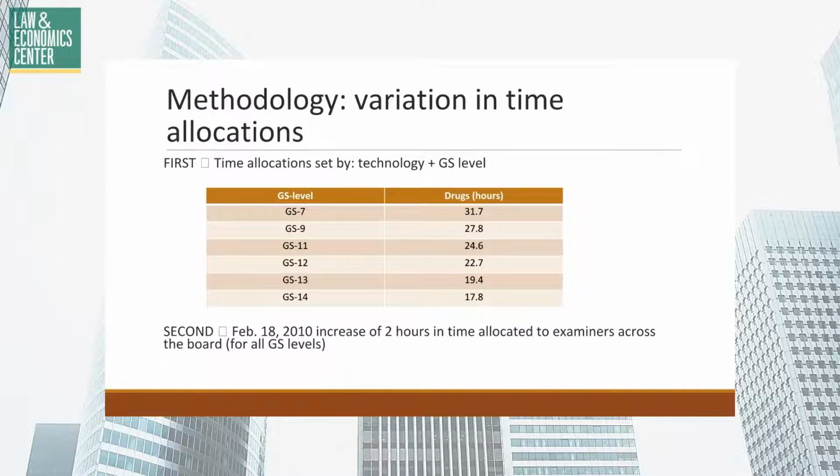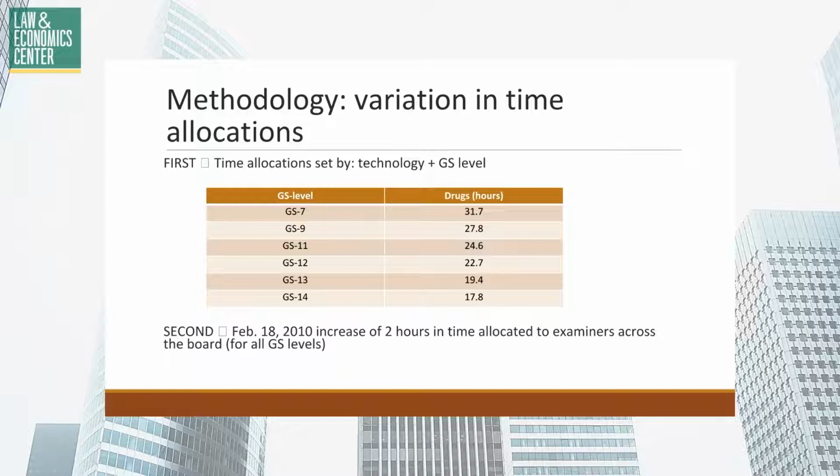And so to study this, what we really needed to do is get some variation in time. We want to look at examiners: if we give you more time, do you issue higher quality patents? We got this variation in time in two different ways. One is that as a patent examiner gets promoted up the GS scale, each promotion is associated with about a 10 to 15% reduction in the amount of time you're given to review applications.